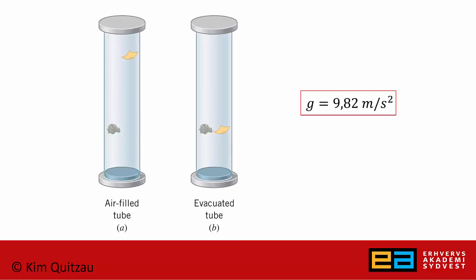Here is a test that is made in an air-filled tube. We have a piece of rock and a piece of paper, and the piece of rock is falling much quicker, with much higher acceleration than the paper, due to air resistance. If we evacuate the tube, that means there's a vacuum in it, then they fall with the same acceleration, which is g equals 9.82 meters per second squared.